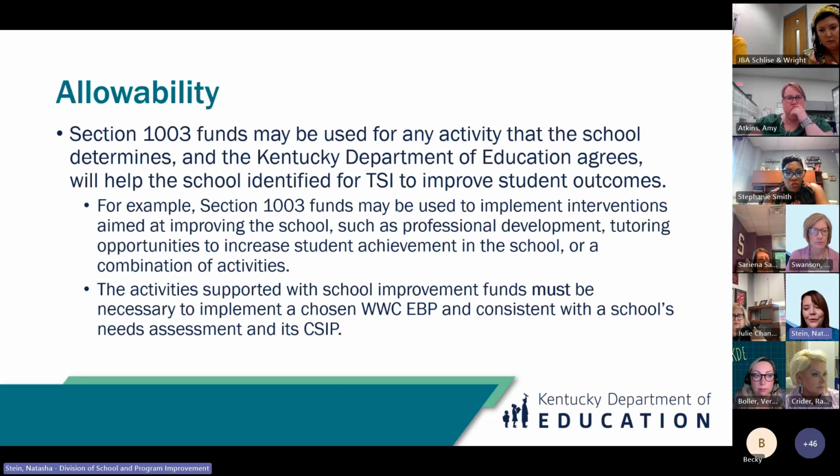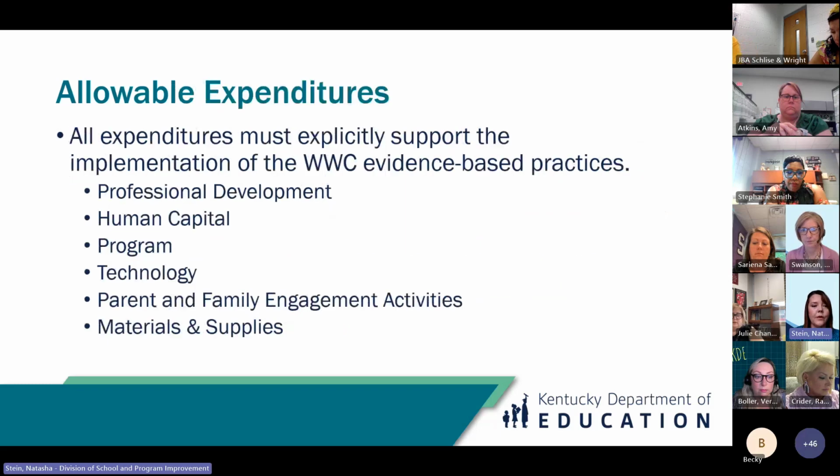And of course, as Ruth and Veronica have shared, everything must be aligned to something from the What Works Clearinghouse. So over the years, some of the things that have come through our office that could be interventions aimed at improving the school could be professional development, tutoring opportunities, or a combination of those activities. And anything, again, that is supported with these funds must be necessary to implement that chosen What Works Clearinghouse evidence-based practice, and of course consistent with your needs assessment as well as your CSIP.